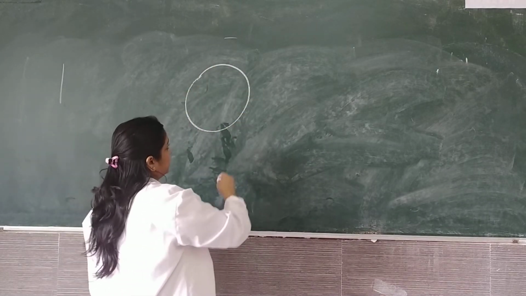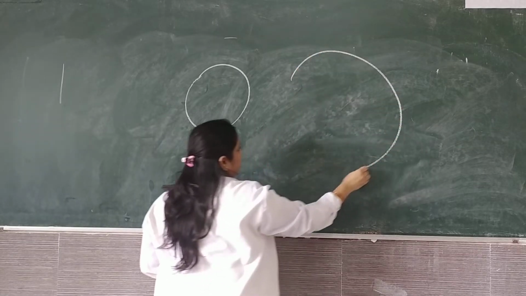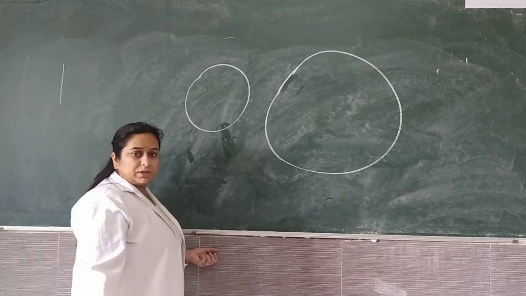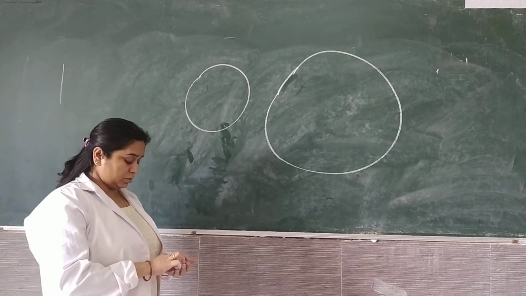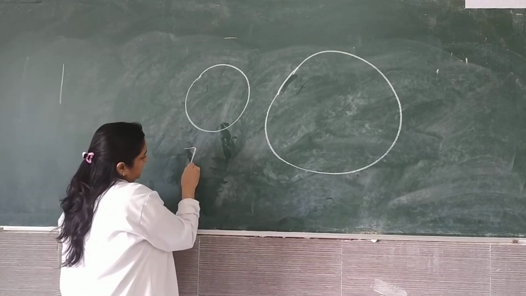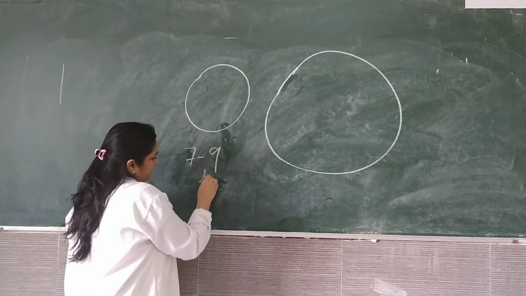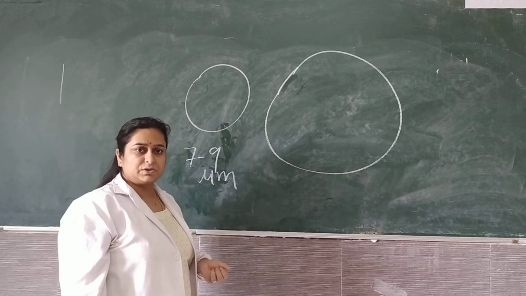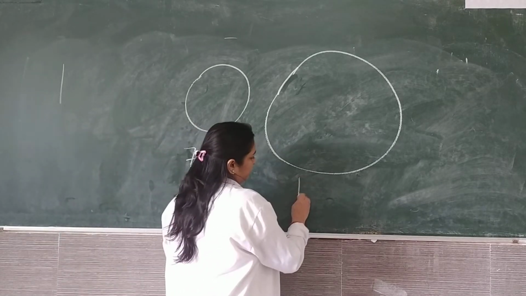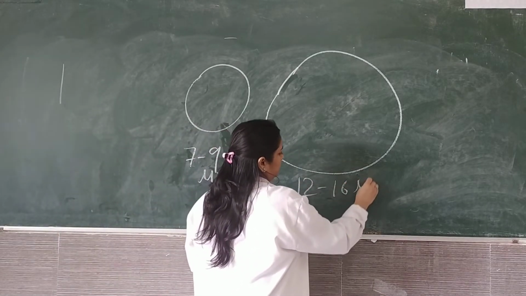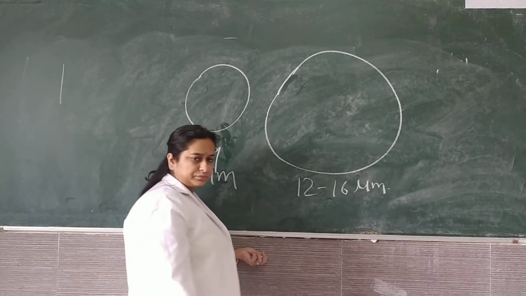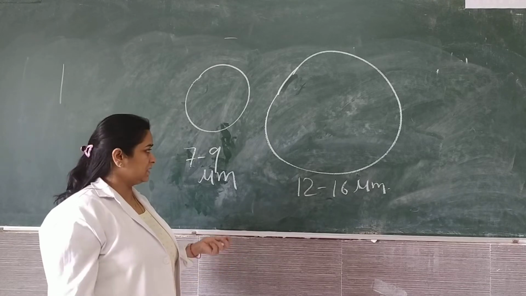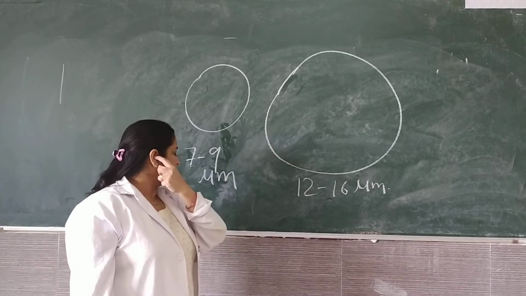First thing to differentiate between a small lymphocyte and large lymphocyte is the size of the cell. The size of the small lymphocyte is between 7 to 9 micrometer, whereas the size of the large lymphocyte is between 12 to 16 micrometer, 10 to 14 or 12 to 16. In this range we can see large lymphocyte.